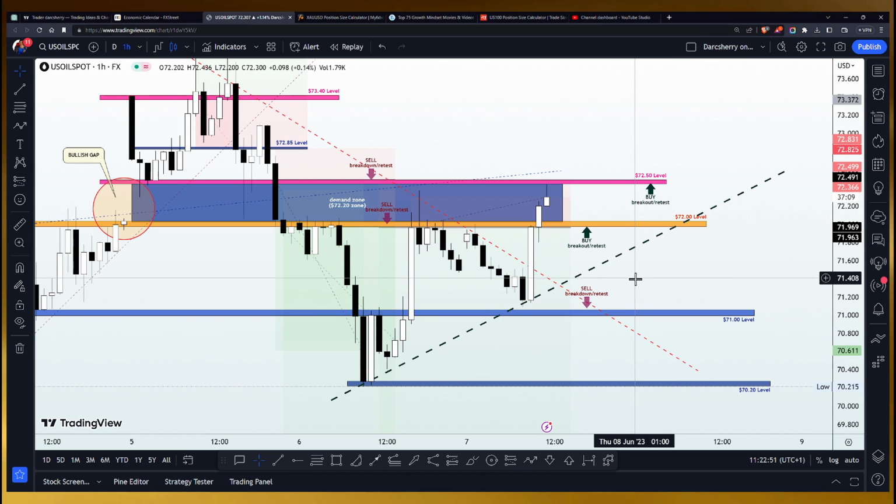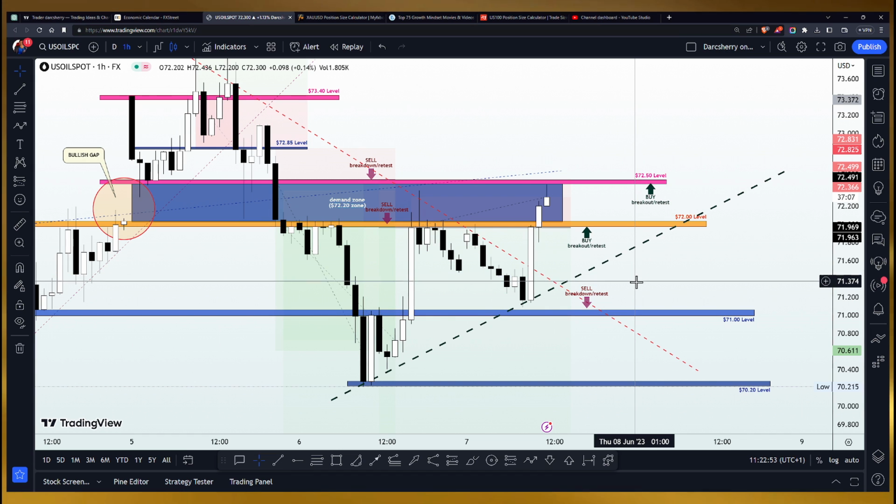Let's mark this out on our chart. And if you don't mind, you can screenshot my screen so that you can use it as a reference point when you're about to make your independent decision. So these are my views here on the US oil spot for today. If you have any questions, feel free to let me know in the comment section.